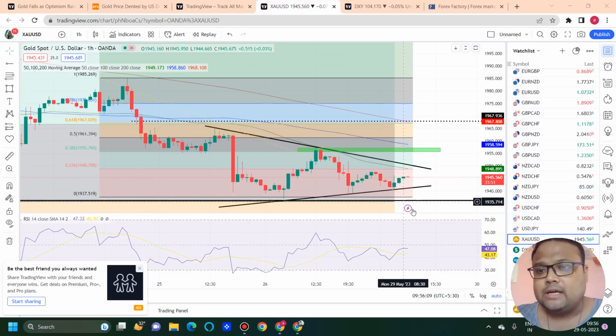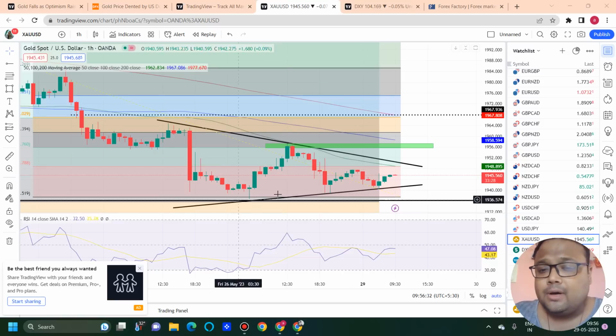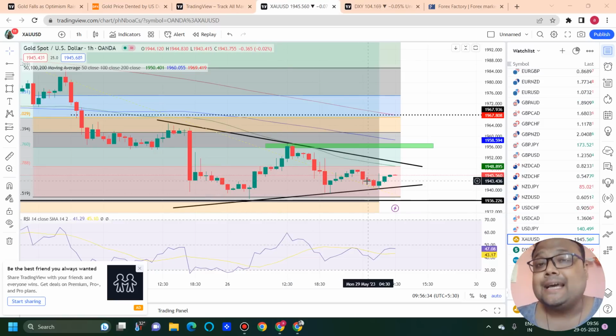This is our first level, and as you can see, the line at the bottom is also acting as support. So if you want to take a buy position, you can also take a buy position if the market shows support around the trend line. The level will be around 1940. If possible, try to draw a line like this so that you can trade precisely and accurately.